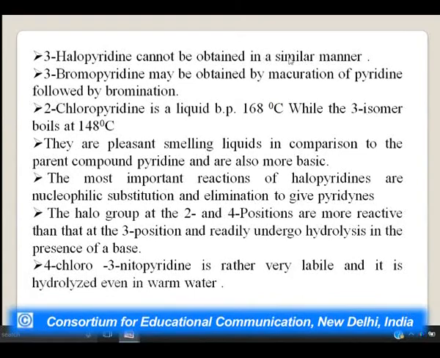3-halopyridine cannot be obtained in a similar manner as we have obtained 2-halopyridine. 3-bromopyridine may be obtained by mercuration of pyridine followed by bromination. That is, first of all we have to substitute with an Hg group and then we can substitute by a Br group. 2-chloropyridine is a liquid with boiling point 168 degrees Celsius, while the 3-isomer boils at 148 degrees Celsius. They are pleasant smelling liquids in comparison to the parent compound pyridine and are also more basic.